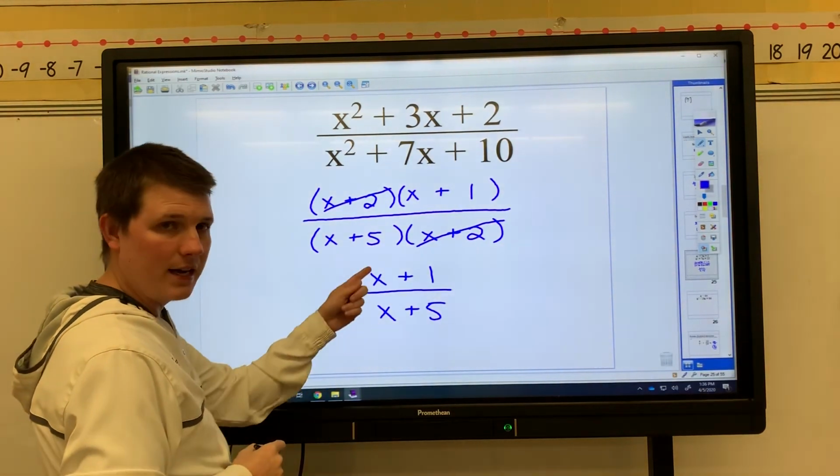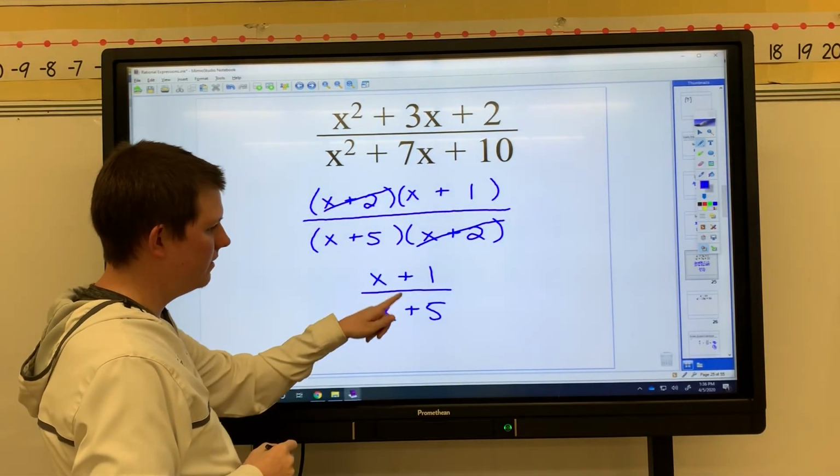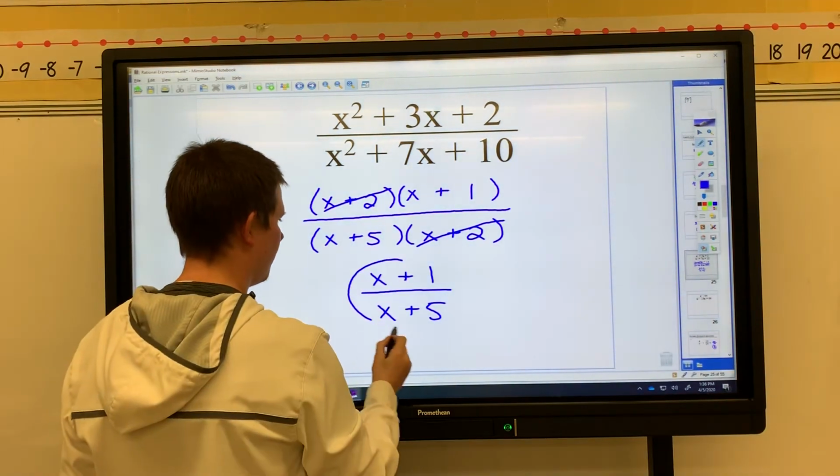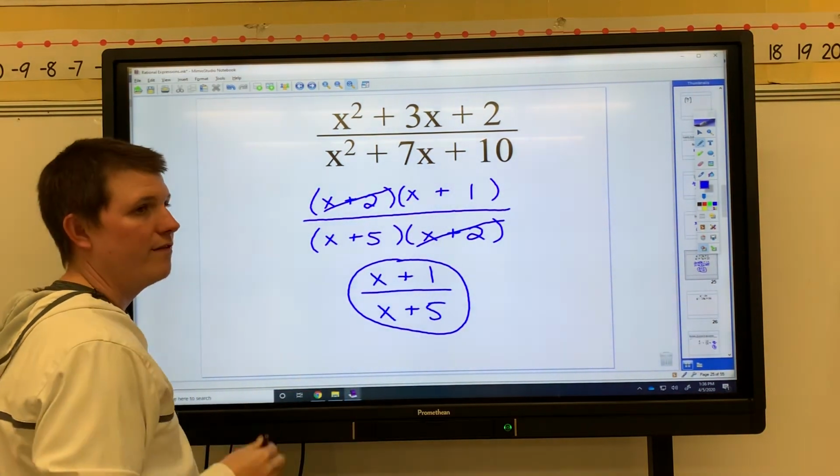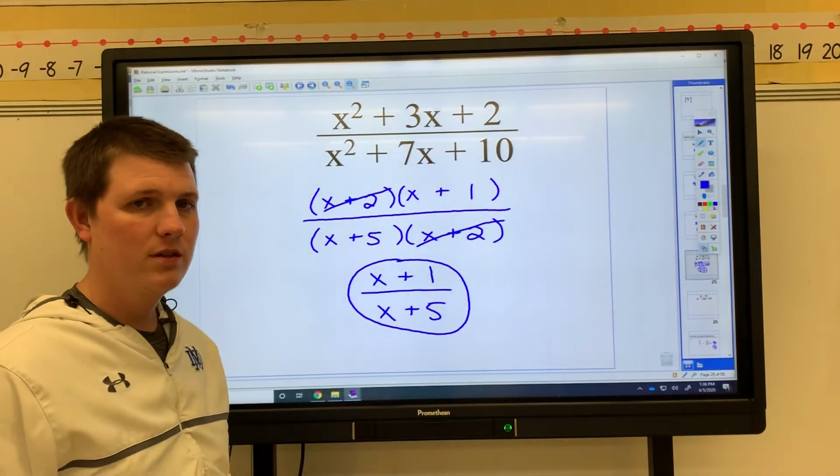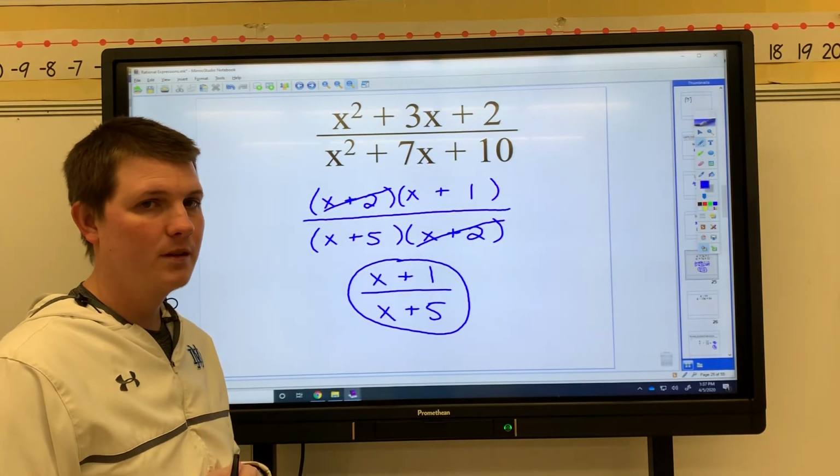Can I cancel out the x's? No, because I'm adding and I'm adding. Factor, factor, cross out what's common. Let's do one more.